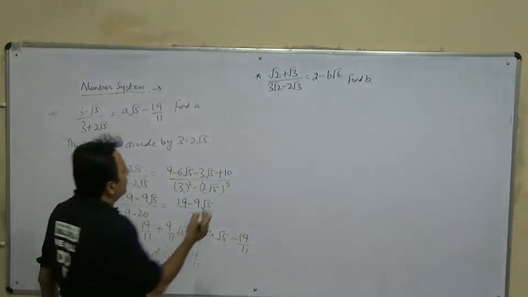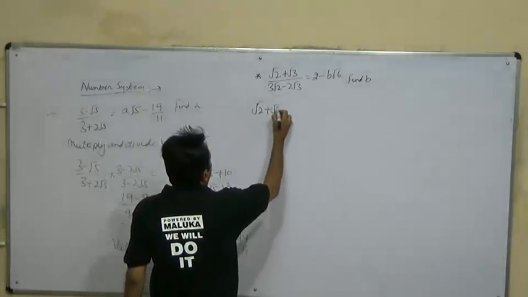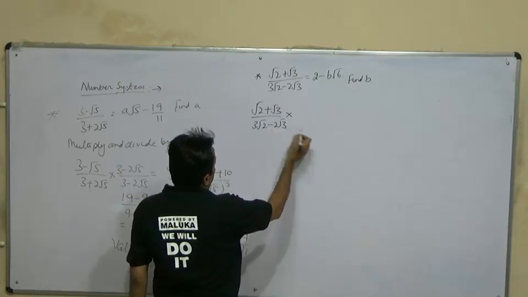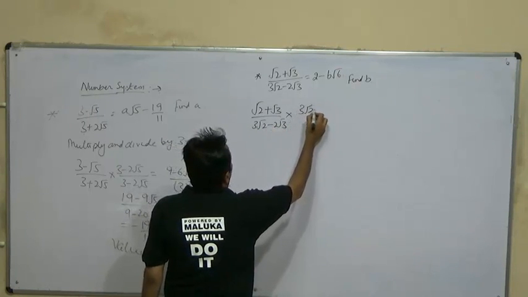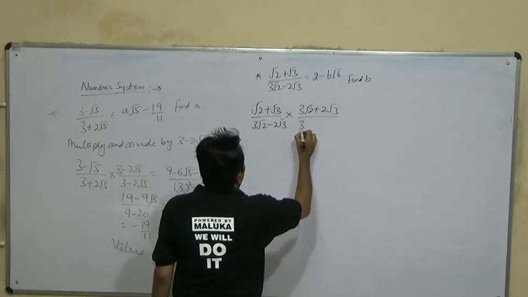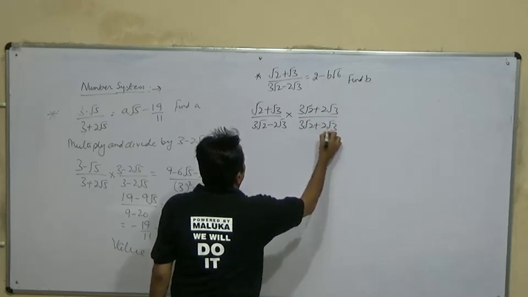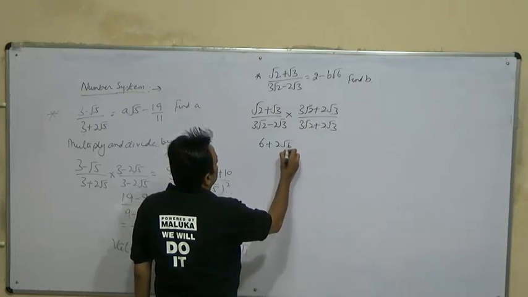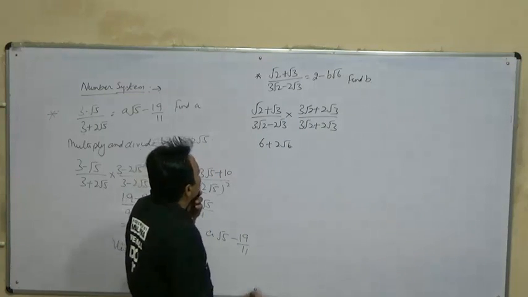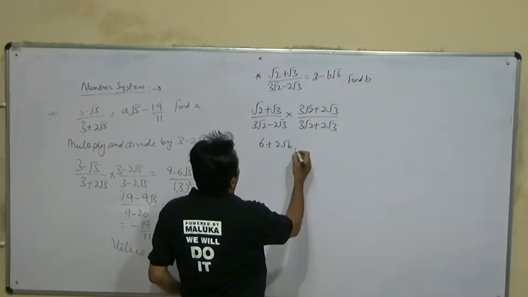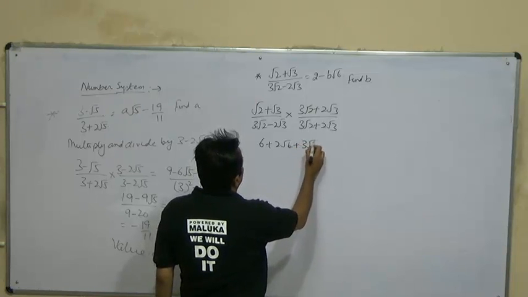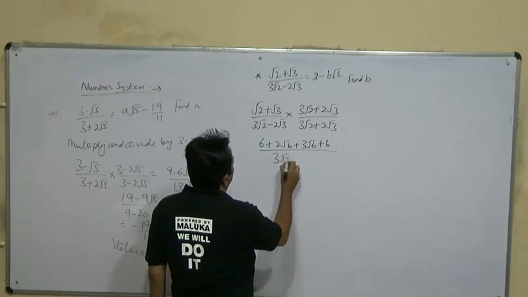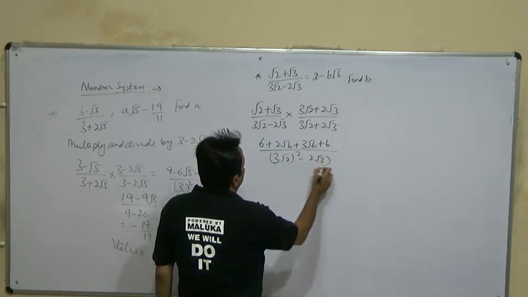So again we rationalize it. So this will be (√2 + √3) upon (3√2 − 2√3). The rationalizing factor will be (3√2 + 2√3) upon (3√2 + 2√3). So this will be 3 2s are 6 here, then 2√6, 2√6, then this will be 3√6 plus 2 into 3, 6, upon (3√2) square minus (2√3) square.